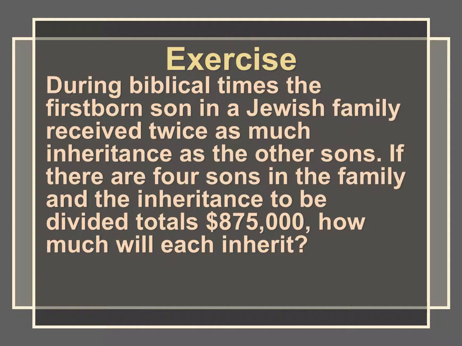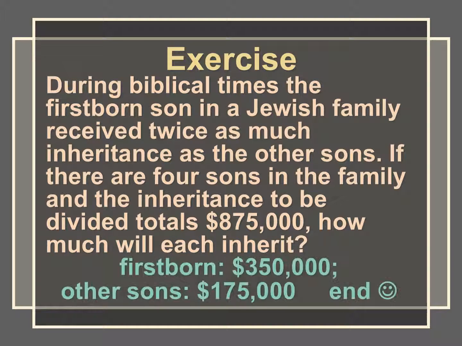Okay, if there are 4 sons in the family and the inheritance to be divided totals $875,000, how much will each inherit? So it's 2 to 1 to 1 to 1 is the ratio, right? Because the first son gets twice the amount, so 2 to 1 to 1 to 1, because there's 3 other sons. So dividing that, the firstborn is going to get $350,000, or twice as much, and then the other sons are going to get $175,000.